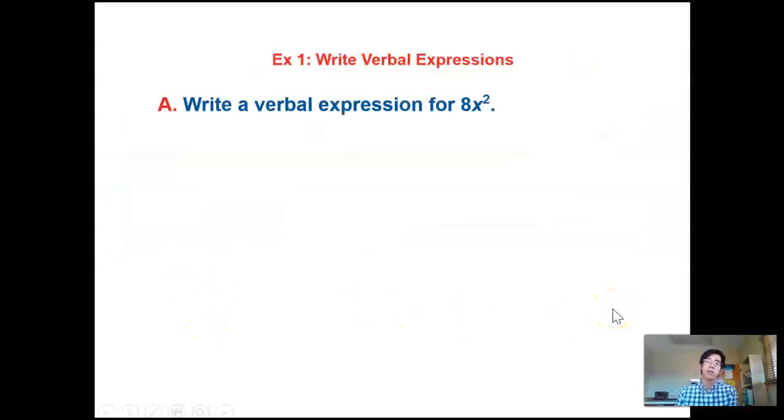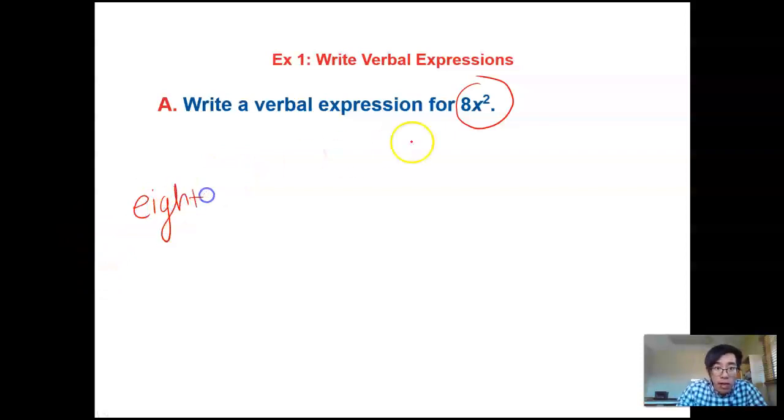Okay, so let's look at the first example. Here we have 8x squared. How do I write a verbal expression for this in word form? So we have 8. And what happens when you have a number next to a variable? That means that you are doing a multiplication operation. So that's going to be 8 times x.